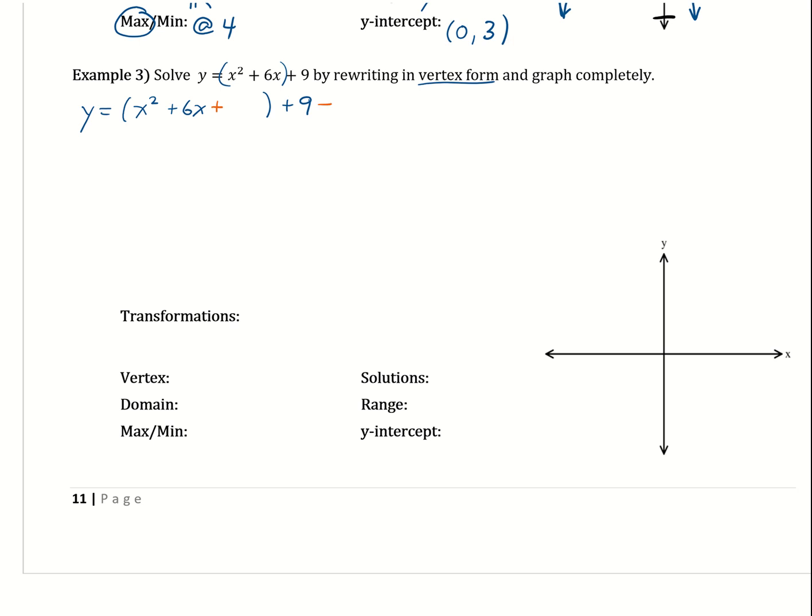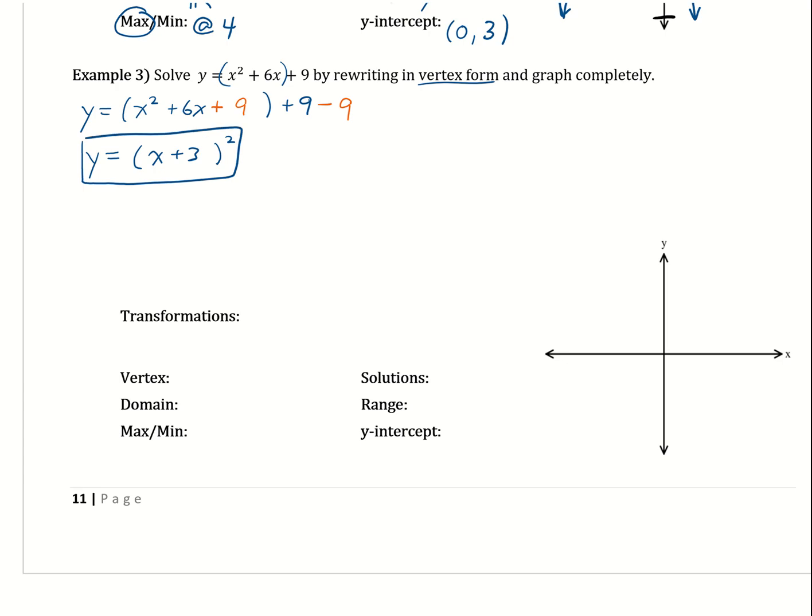The number you add, half of 6 squared. So half of 6 is 3. 3 squared, 9. If we add 9 here, we subtract 9 here. When you go to factor, you have a binomial squared from the parentheses. In this case, it's x plus 3. 9 minus 9 is 0, so we're not going to have anything there. That becomes the vertex form.